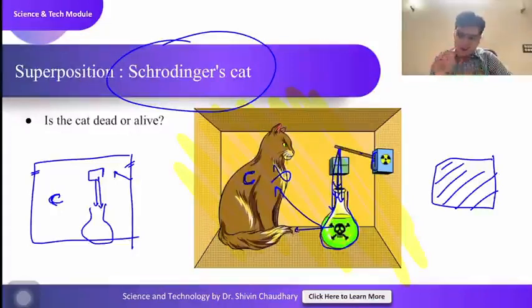Right, and you don't know if the cat is dead or alive. So the box is now closed. If the poison gets released the cat will die. So now you tell me, without opening the box, is the cat dead or alive? You have to tell me, without opening the box, is the cat dead or is the cat alive?